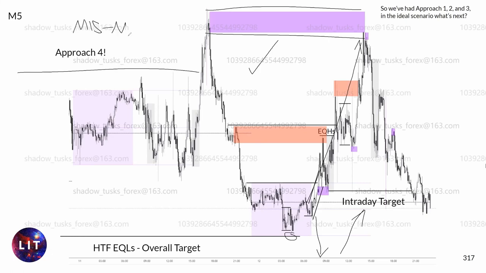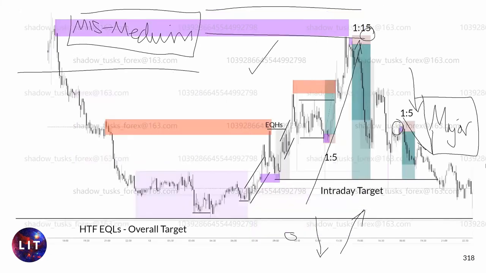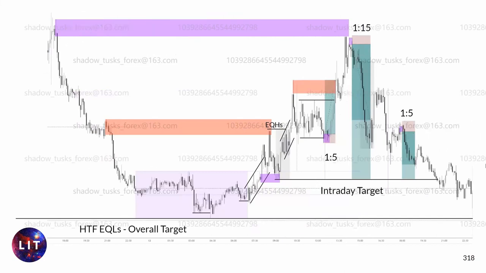That's our medium one, to trade into our major inducement. That's what these trades are. Trading away from our medium one into our major one. All right, perfect. So there's the RR. Let's go on to the next.